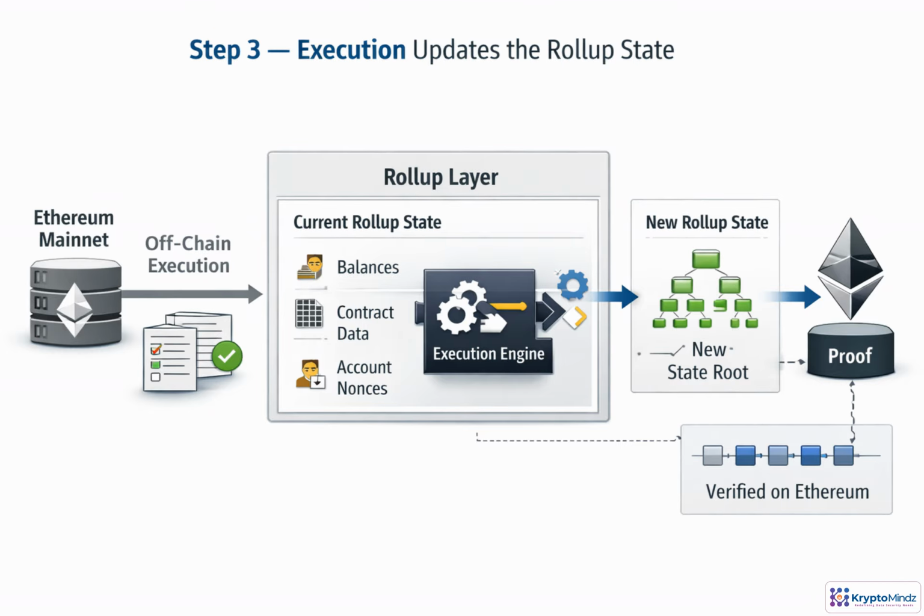Once transactions are ordered, the rollup executes them off-chain, outside Ethereum's normal execution environment. Balances move, contract data changes, and account nonces advance. After every transaction is applied according to the rollup's rules, the overall state has changed. The rollup summarizes that new state as a state root, a cryptographic fingerprint that Ethereum can later verify with a proof.